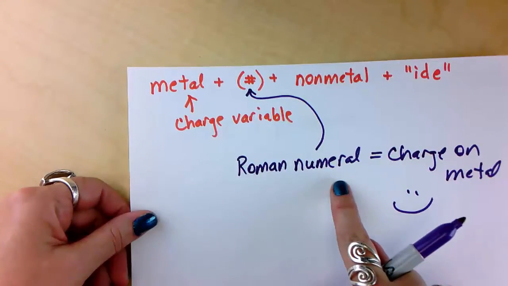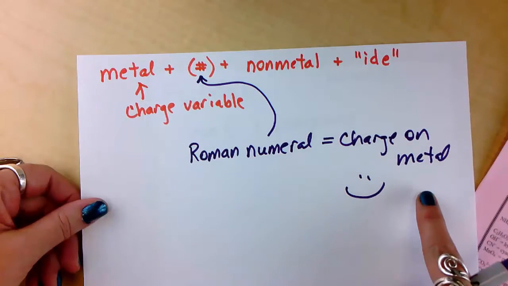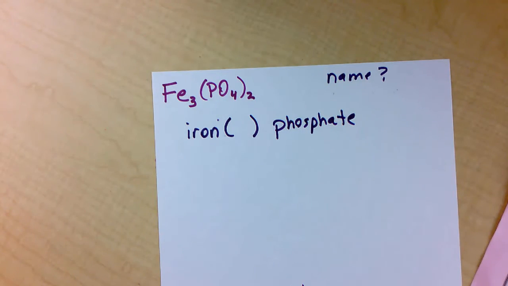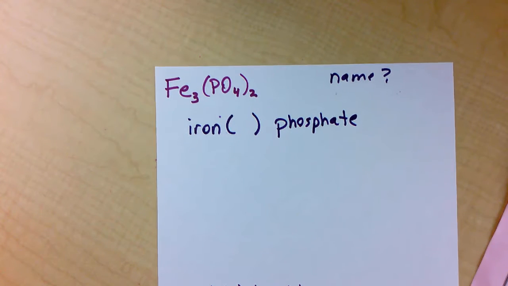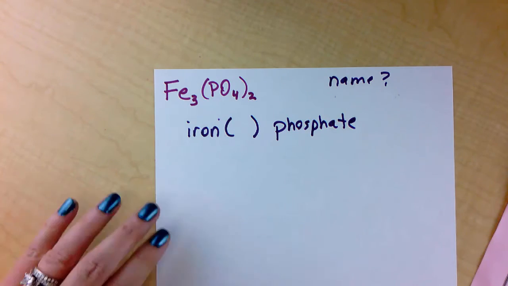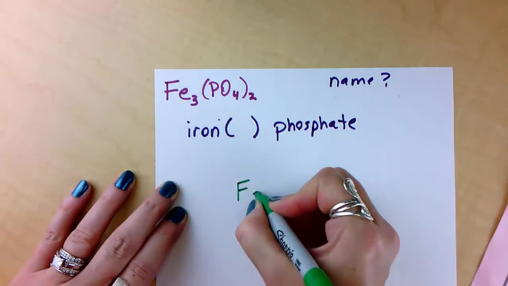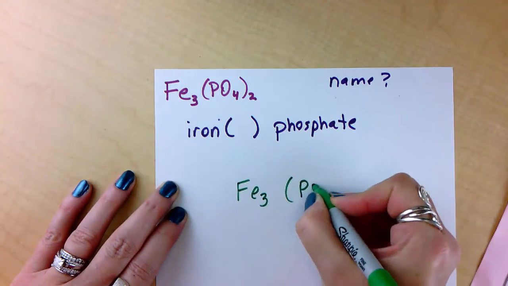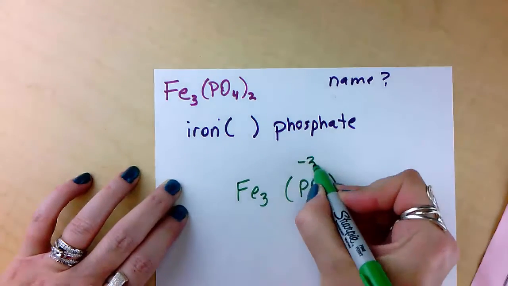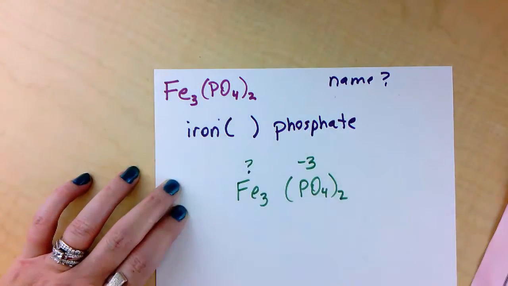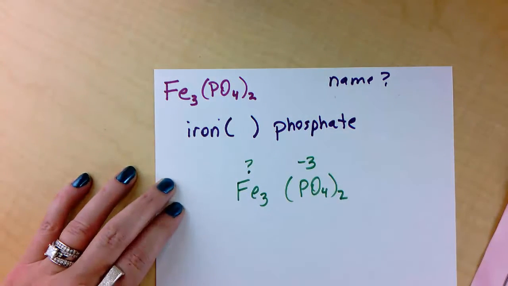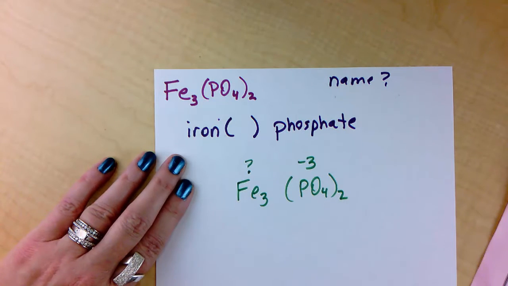The Roman numeral is the charge on the metal. Well, I don't know the charge on iron. Can I figure it out? Yes, I can. I can figure it out by working backwards. So somewhere on scratch paper, we have 3 Fe's. We have 2 PO4s. PO4 had a -3 charge. We don't know the charge on the iron. But we do know the PO4. So we can work backwards and figure it out.